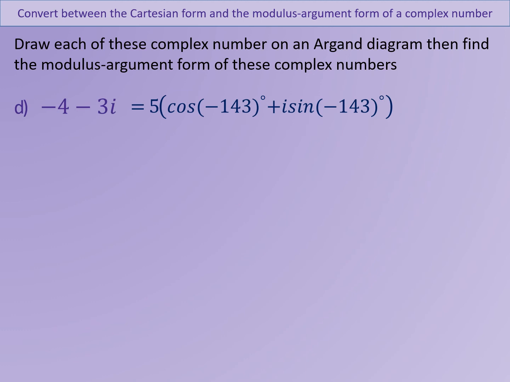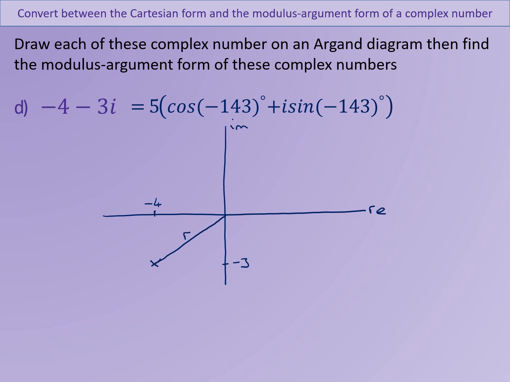So this is the answer to question D from the previous set of questions. I'm going to convert -4 minus 3i from Cartesian form into modulus argument form. I'm going to start with a diagram. As I said, it's always best to draw a diagram with these questions because you can see immediately if your answer doesn't look right, especially for the angle. So -4 in the real direction is there, -3 in the imaginary direction is there. So the point that we are looking to find is in the bottom left quadrant.